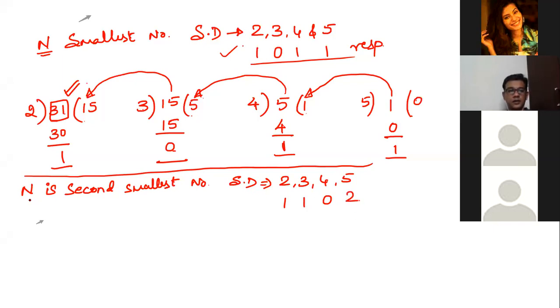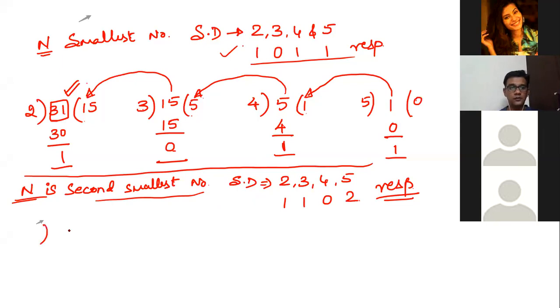N is the second smallest number which when successively divided by 2, 3, 4, 5 leaves a remainder of 1, 1, 0, 2 respectively. Please remember, whenever you are solving this kind of question, your eye should always be on the word successive. If this question doesn't have the word successive, then this is not the method I will use. I will go back to the LCM method. But if it's only successive, this is the method I will use.